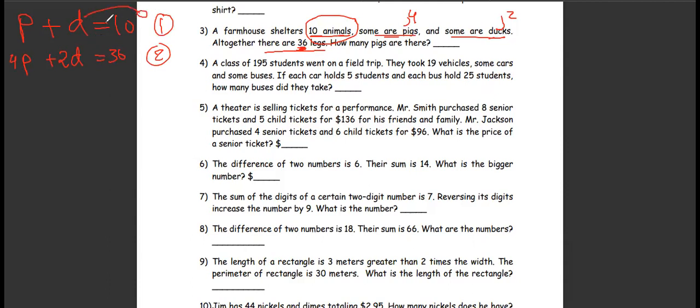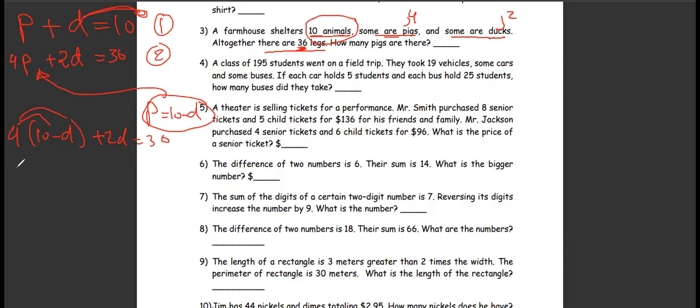In order to train you in the substitution method, let's move the d to the other side. So p equals 10 minus d. Substitute back p for 10 minus d. So 4 times (10 minus d) plus 2d equals 36. 40 minus 4d plus 2d equals 36. Minus 4d plus 2d is going to be minus 2d. Plus 40 equals 36.